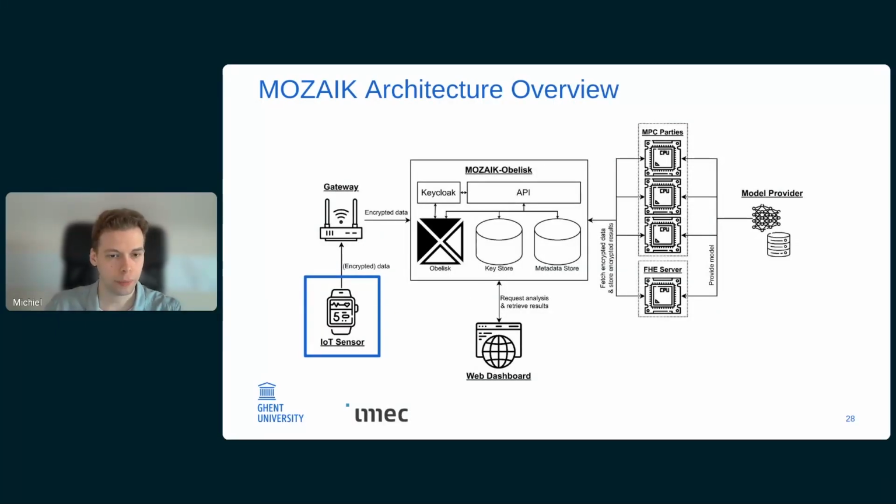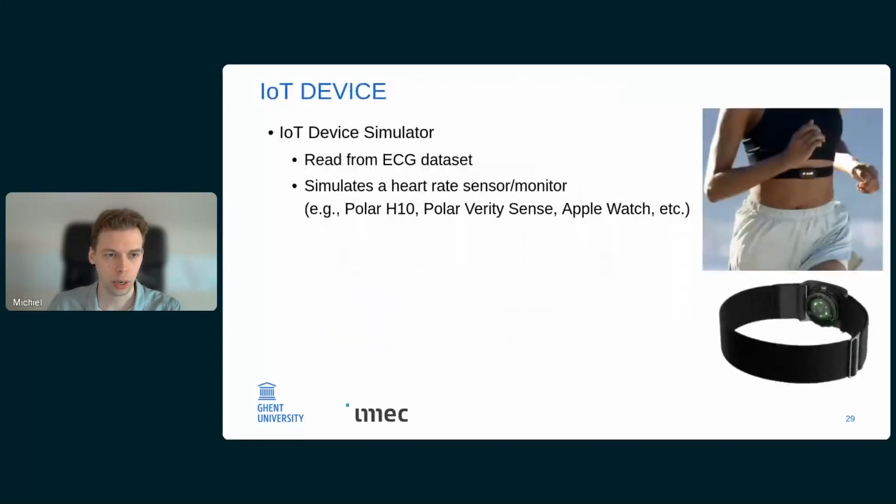Now let's quickly take a look at how we implemented this IoT sensor in MOZAIK. For MOZAIK, we have a whole proof of concept implementation, and therefore we didn't use a real IoT sensor. We just implemented a simulator, and we used a very popular ECG dataset that's readily available. And what we do is read samples from that dataset, encrypt the data using a lightweight encryption algorithm, and then send that data off to the gateway or MOZAIK Obelisk directly.